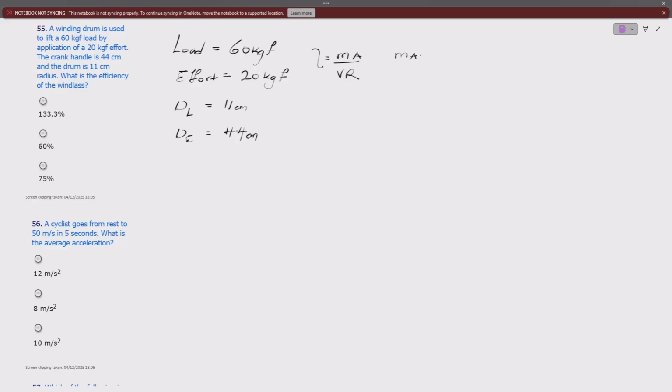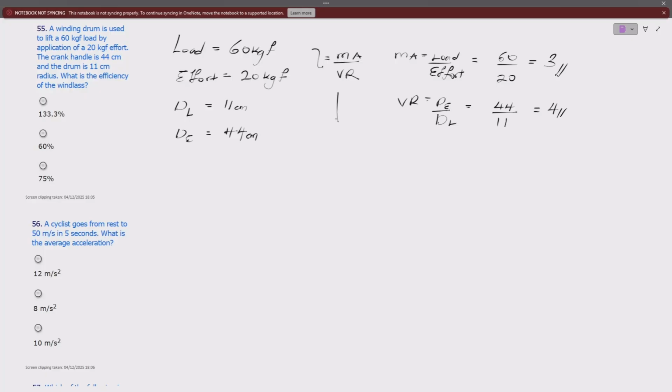If we find the mechanical advantage, which equals load over effort, that is going to be 60 divided by 20. That will give you 3. Velocity ratio equals effort distance, DE, over load distance, DL. That is 44 divided by 11. 44 divided by 11 is going to give you 4.